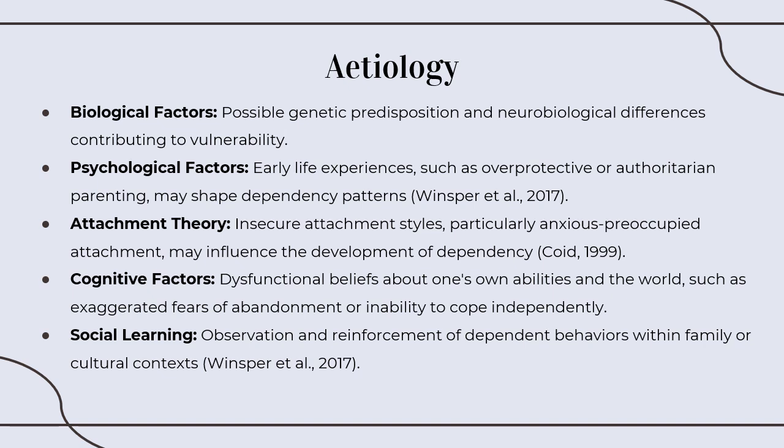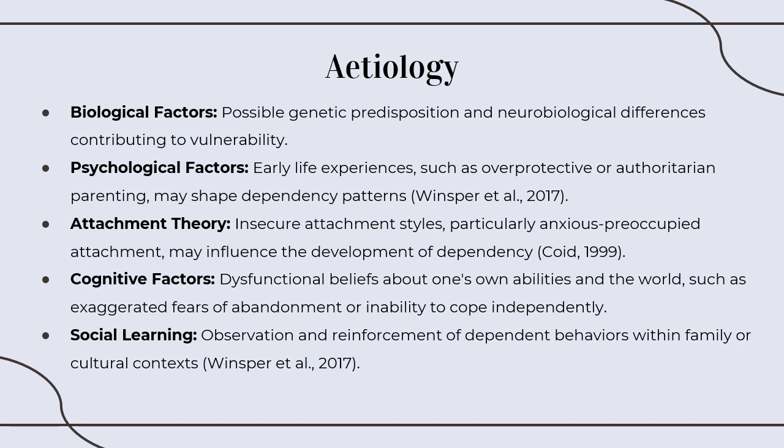Starting with biological factors, a possible genetic predisposition and neurobiological difference could contribute to vulnerability. Then we have psychological factors where early life experiences such as overprotective or authoritarian parenting may shape dependency patterns. Looking at attachment theory, insecure attachment styles, particularly anxious, preoccupied attachment, may influence the development of dependency.